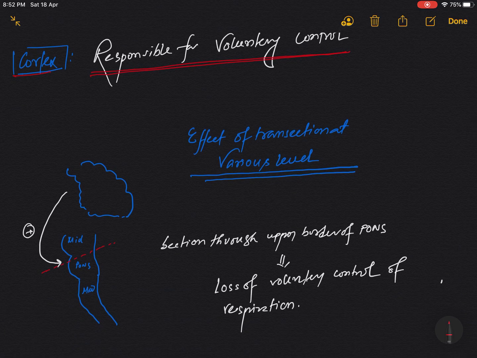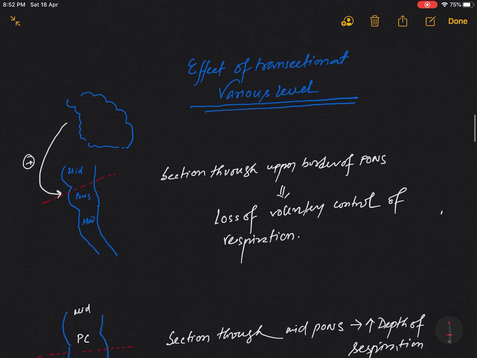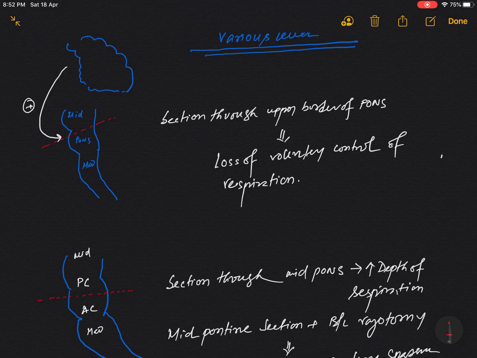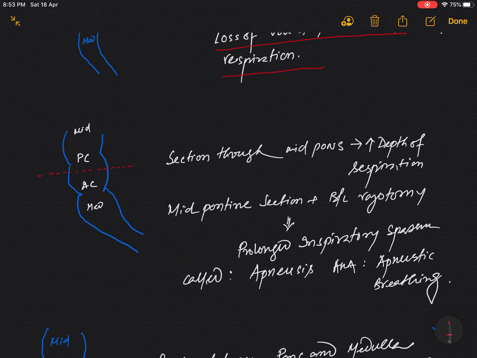Now, what will be the effect if we do transection at various levels of our respiratory center? If we do transection between midbrain and pons, the cortical control will be lost, so loss of voluntary control of respiration will occur. If we do transection at the mid-pontine level, that is between the pneumotaxic and apneustic centers, there is increased depth of respiration because the negative effect over the apneustic center will go on, which causes increased depth of respiration.